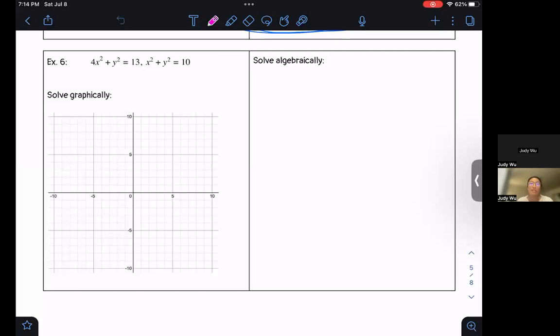In this video, we're going to take a look at three examples where we're going to focus mostly on solving algebraically, and then we'll graph it just to make sure that we've got the right answer, and to review how we graph by hand and without a calculator. All right, so let's begin.